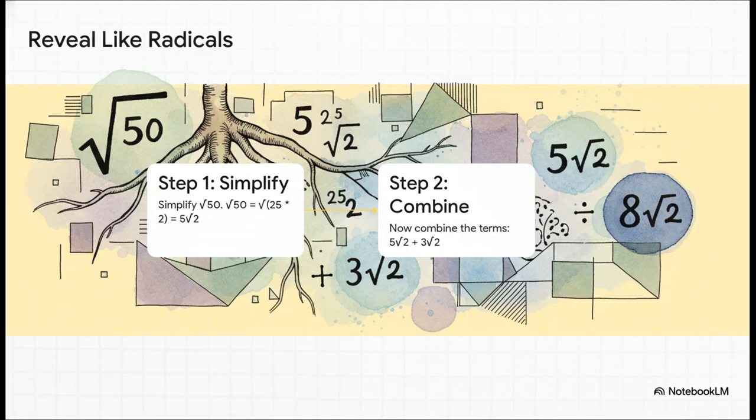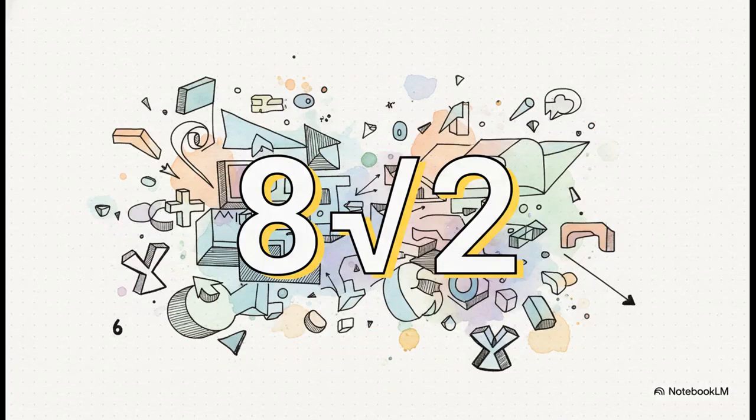The 3 root 2 is already as simple as it can get, but look at the square root of 50. We can actually rewrite that as the square root of 25 times 2. And we all know the square root of 25 is just 5. So the square root of 50 is really 5 root 2. And just like that, our problem becomes 5 root 2 plus 3 root 2. They were like radicals hiding in plain sight the whole time. And now for the easy part.